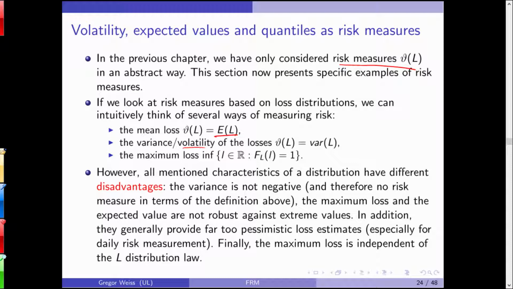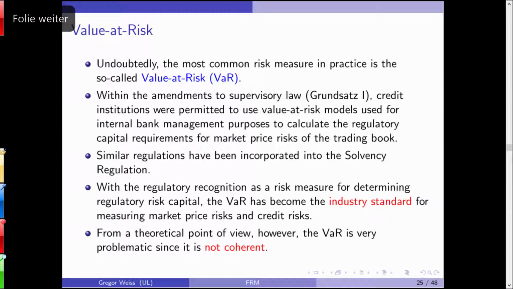Meaning and resulting in this basic observation that the variance or the volatility is not even a risk measure under this definition. The maximum loss and the expected value are not robust to outliers, and they generally provide far too pessimistic loss estimates, especially for daily risk measurement. And the maximum loss is independent of the distribution of L, more or less. And we will need to come up with different measures and different moments of the distribution L that hopefully fulfill all those axioms.